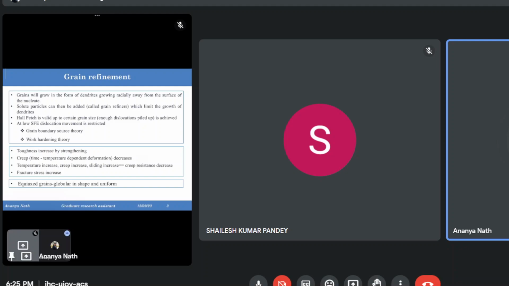Then the next theory was work hardening theory. In work hardening, the theory says the distance traveled by the dislocation by grain is proportional to the size of the grain, because we have talked about it that the dislocation is nothing but extra half plane. So if this is a grain, this grain will have the lattice oriented in a particular direction. This is why this thing is called a grain. And in between them, there will be an extra half plane which is creating the dislocation.